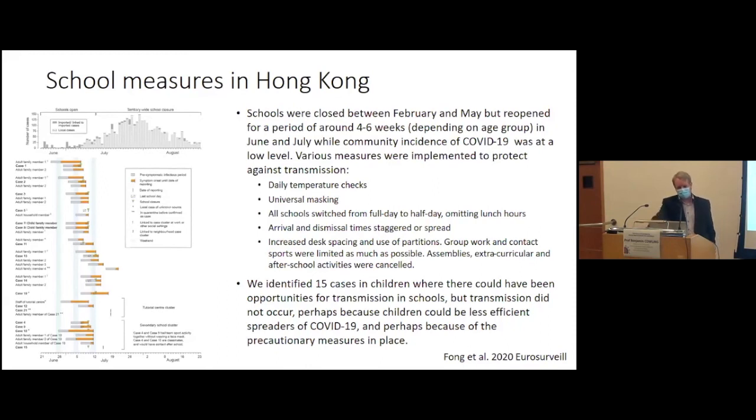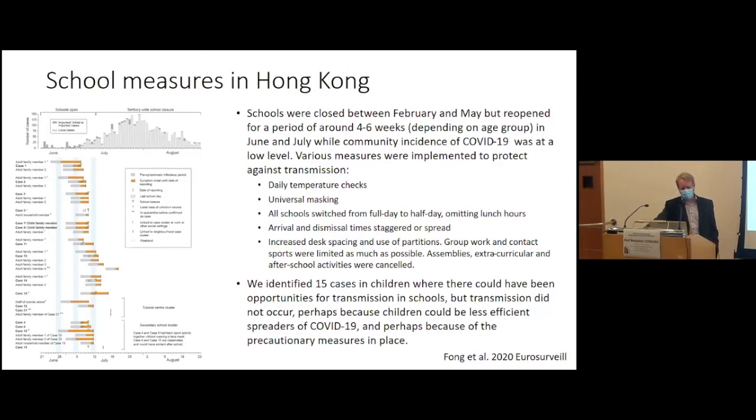We thought there could have been an opportunity for transmission in the school, and we didn't find any evidence of other cases or outbreaks in those schools, probably because of the very stringent measures that were put in place before schools reopened. And those are listed on the slide: the temperature checks, the universal masking, the half-day school, so there's no lunch at school, staggering the arrival times and dismissal times, increasing the desk spacing, avoiding the large group activities, and so on. So that really reassured us that it was safe to have schools open in Hong Kong.